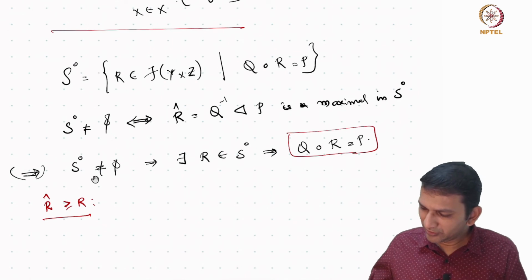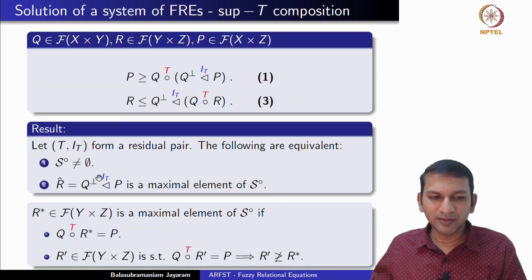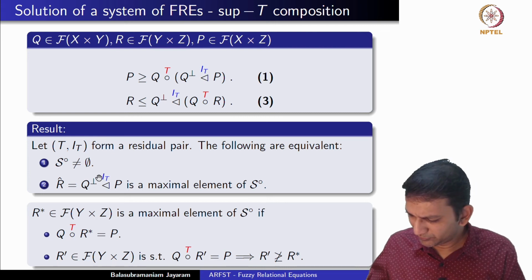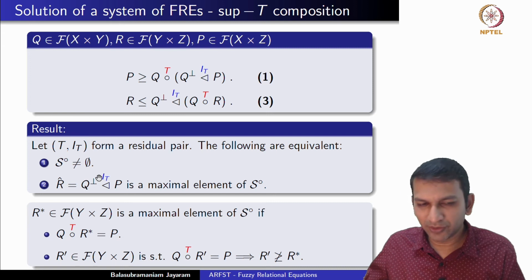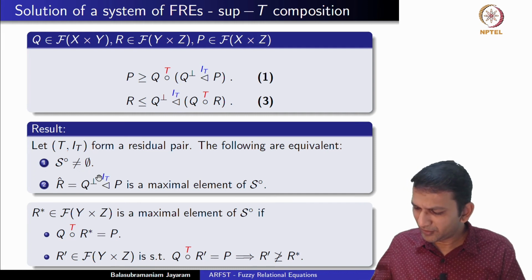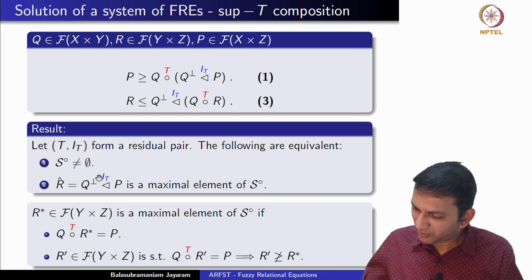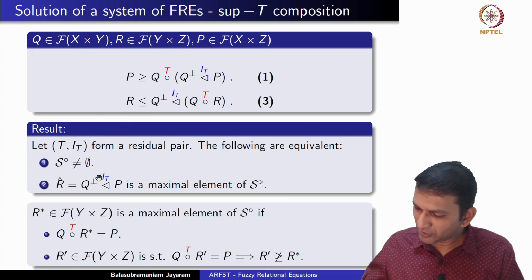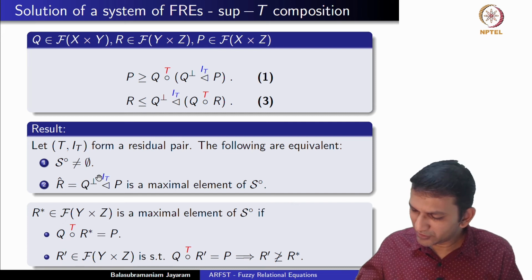Now, look at this third equation. We know that for any R, this is true: R is less than or equal to Q inverse Q circle R. But now, what is Q circle R? Because R is the solution, it is P. This is Q inverse P. But what is Q inverse P? Q inverse delta P. This is nothing but R cap.